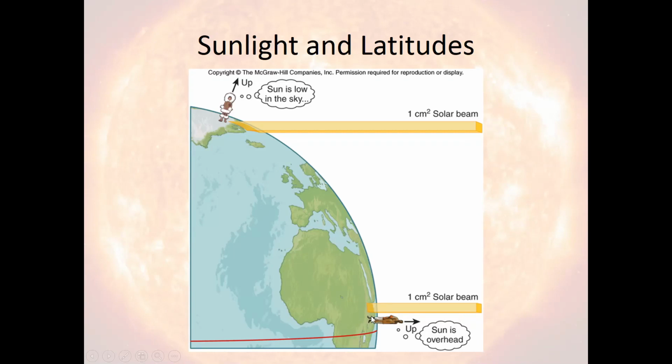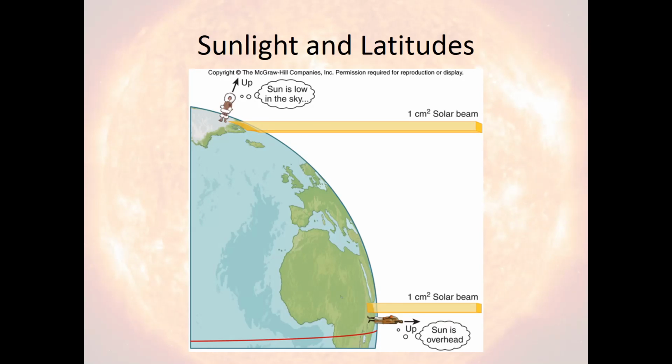Meanwhile, near the poles, the sun is very low in the sky. When it hits the ground, it spreads out over a larger area. And therefore, it's more dilute, hence it's cooler up there.